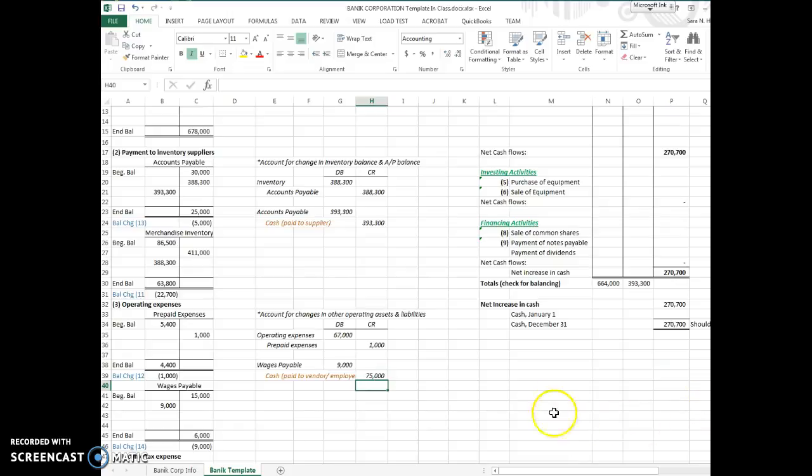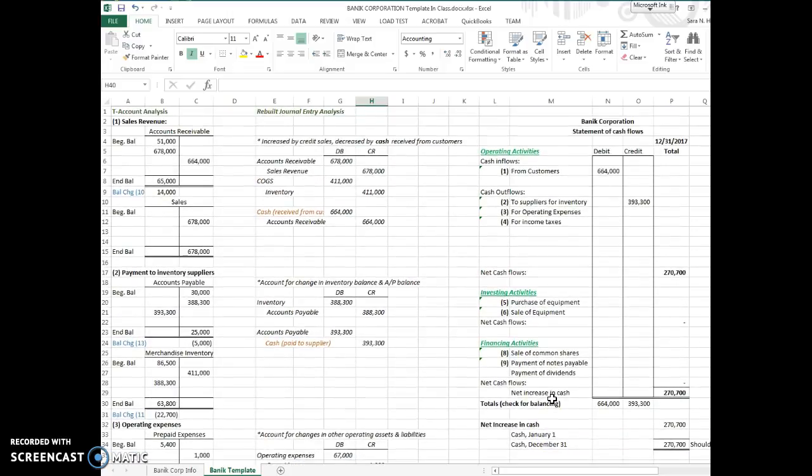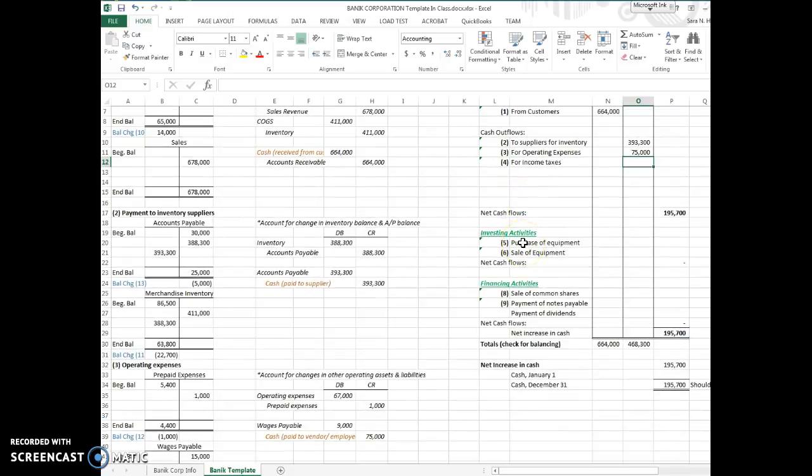So we're going to pop over to our statement of cash flows, and we'll drop in the $75,000 for operating expenses. To summarize that a little bit, on our income statement, we reported operating expenses of $67,000, but we had to go to our balance sheet to see if there was any other activity that would have either increased or decreased our cash off of that $67,000.